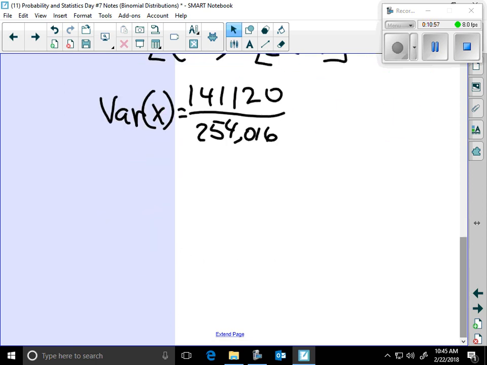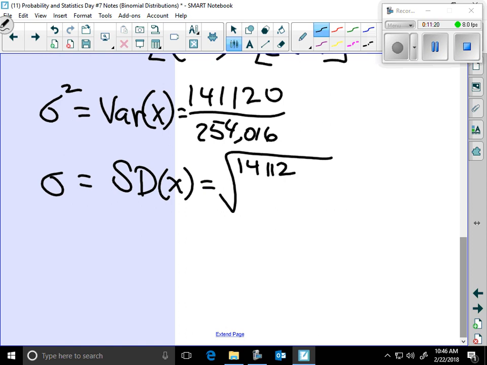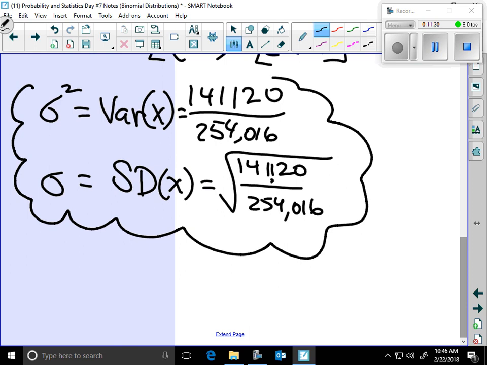How would I find the standard deviation of X? Remember, variance is sigma squared. Standard deviation is sigma. Square root of that. Okay, and I'm going to leave it at that. I think the rest of that is a basic calculation that you should be able to do. I have now found the variance and the standard deviation.